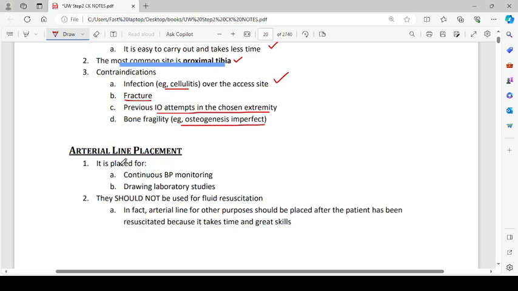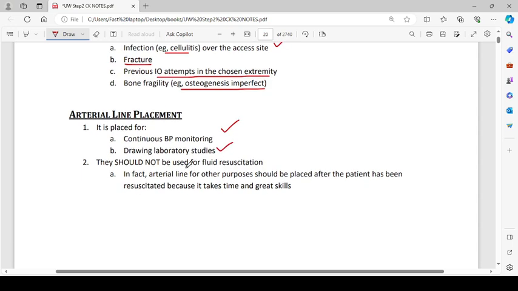Arterial line placement. It is placed for continuous BP monitoring and drawing laboratory studies. They should not be used for fluid resuscitation. In fact, the arterial line for other purposes should be placed after the patient has been resuscitated, because it takes time and great skills.